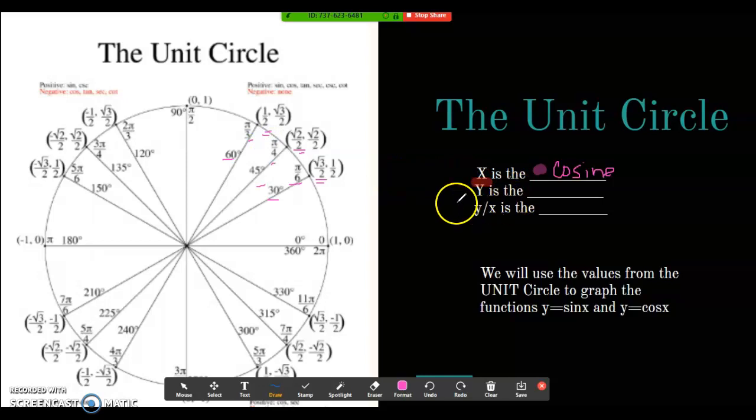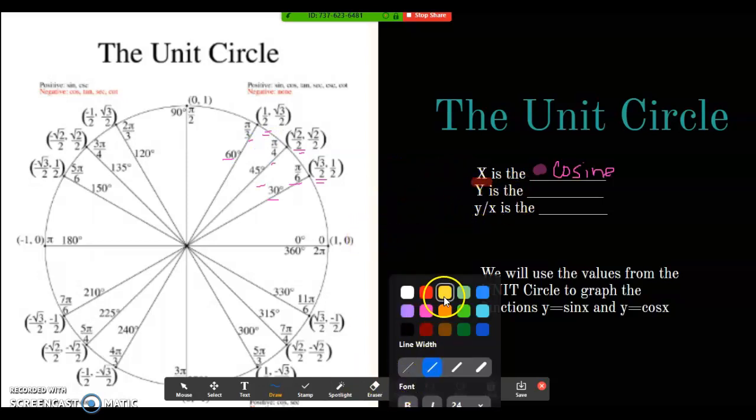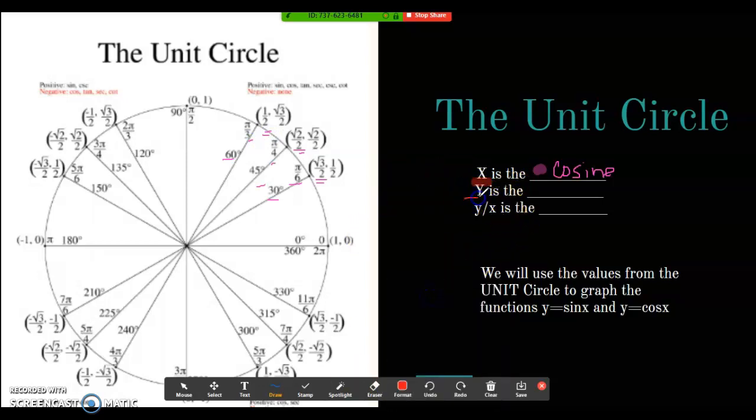And we know that the y corresponds to the sine values on the unit circle. So we go to any angle on the unit circle, whether it be in radians or degrees, and the y will be the sine value at that angle. Okay, so the y terminal point is going to be the sine. And this is exactly what we're going to use to come up with our functions.